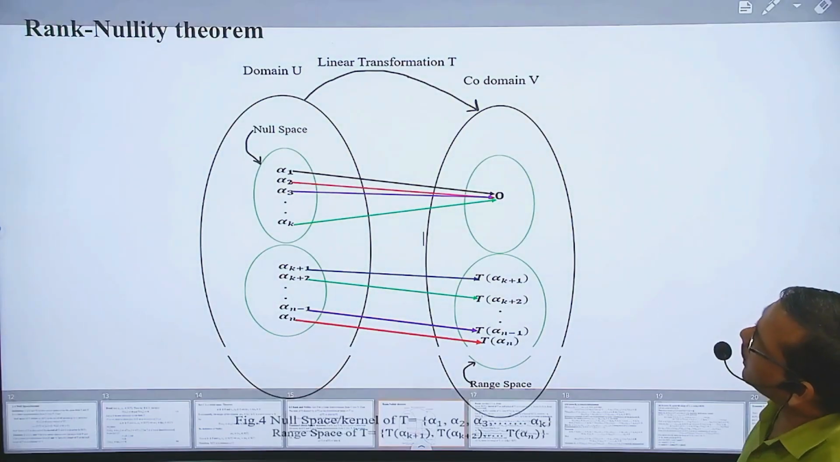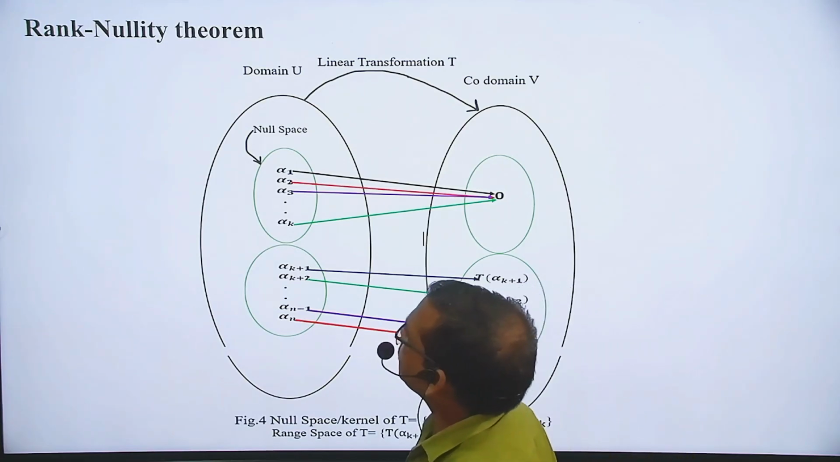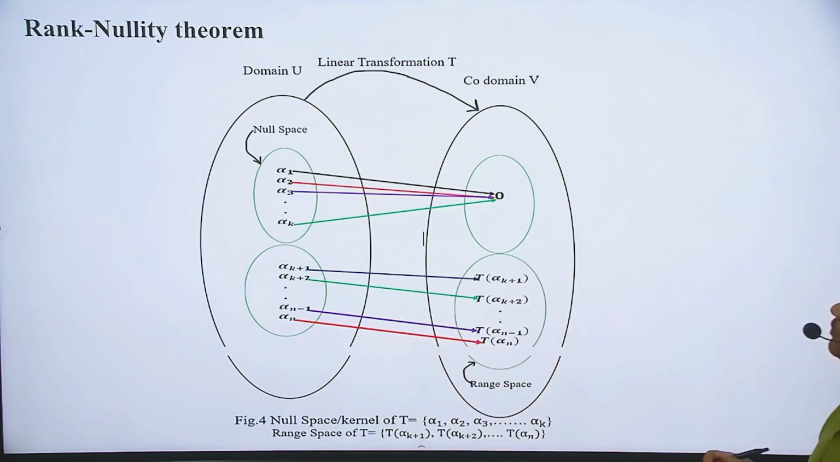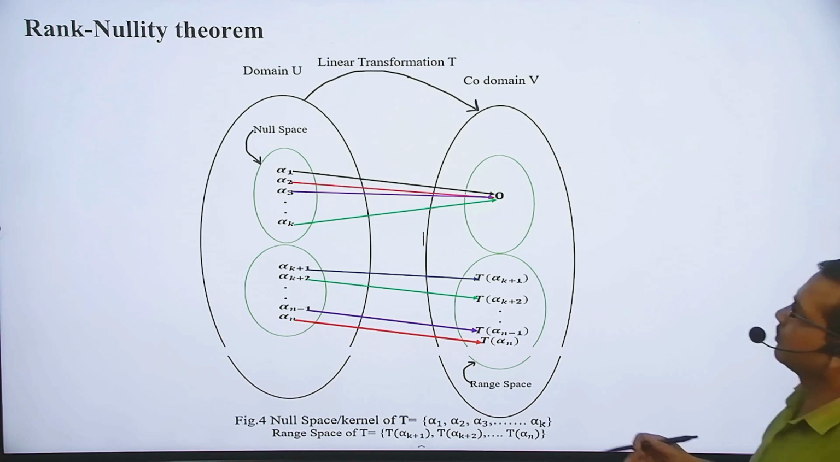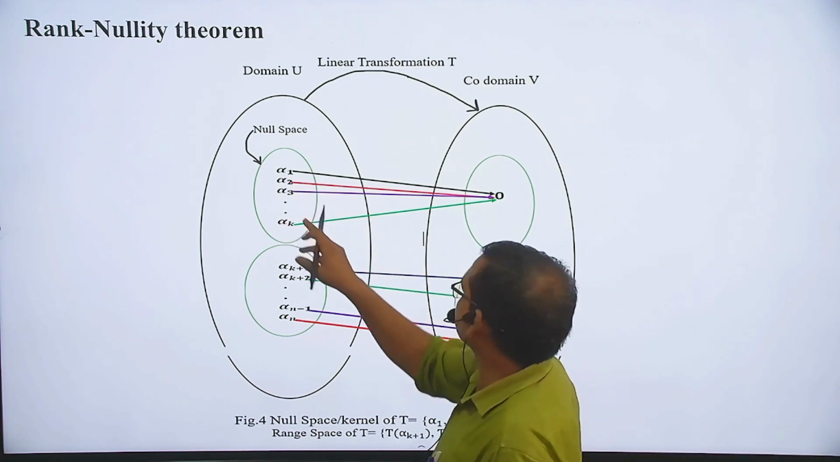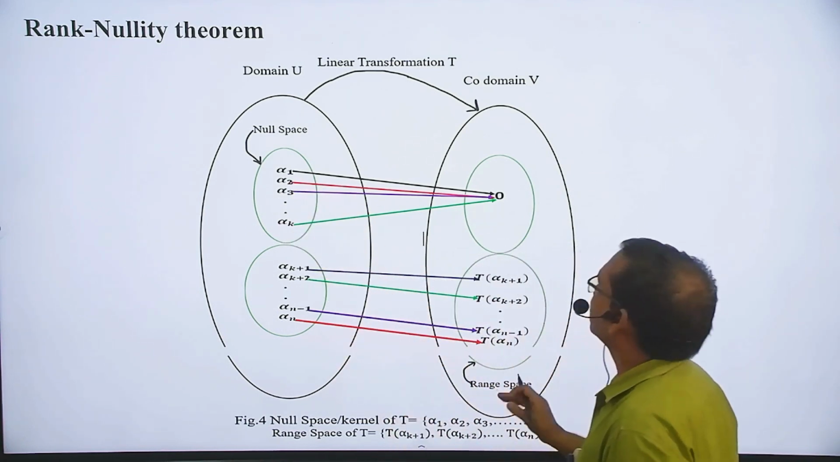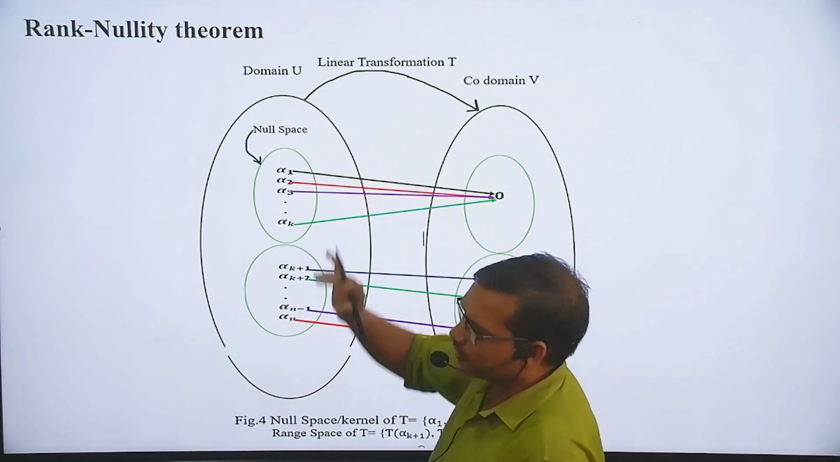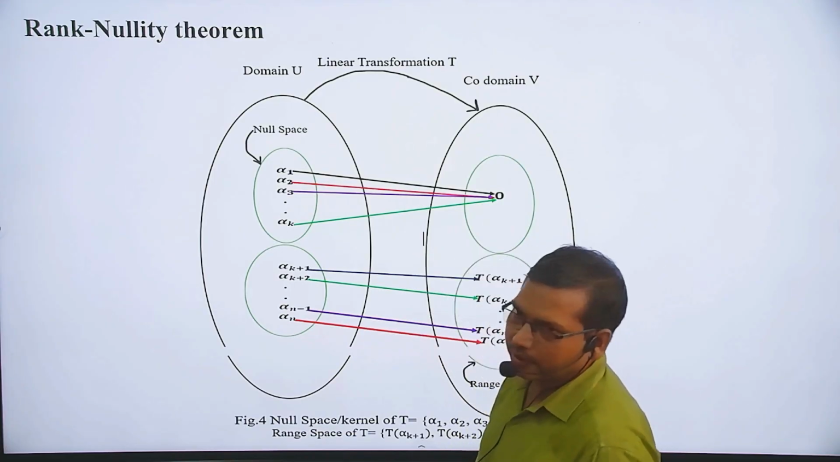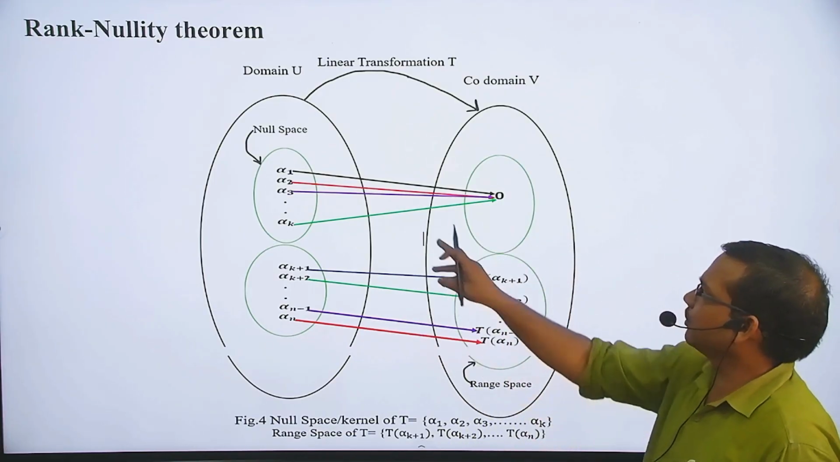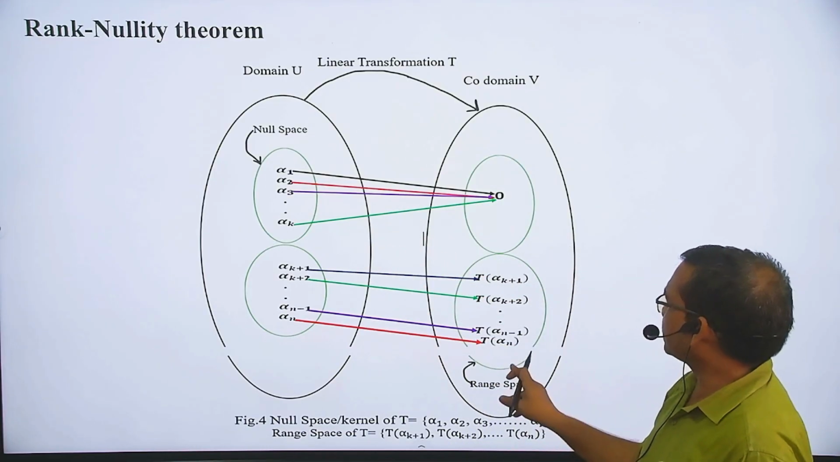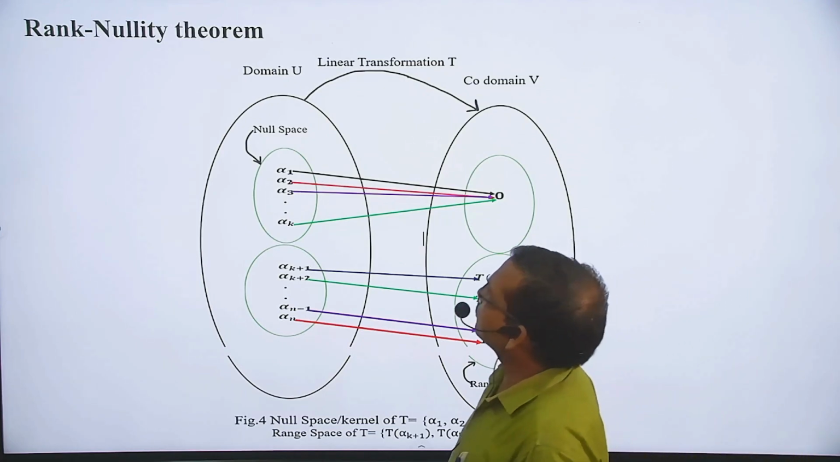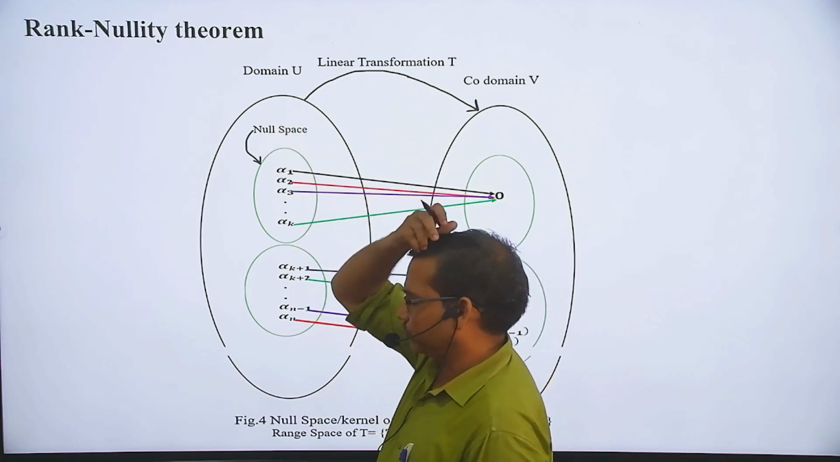The next result is the rank nullity theorem. This theorem relates the dimension of the null space and the dimension of the range space. When U has finite dimension, we get a relation between the dimension of the null space, the dimension of the range space, and the dimension of the domain U.